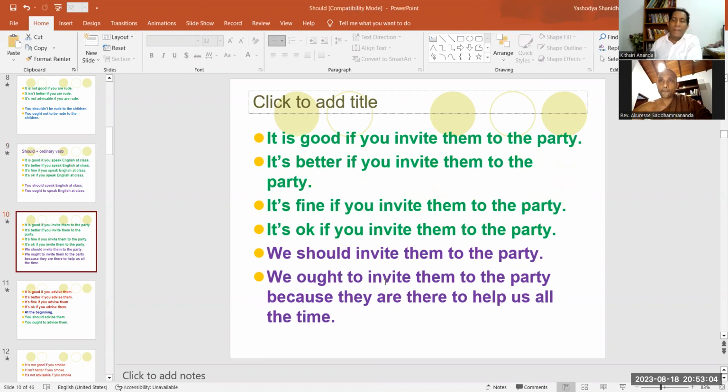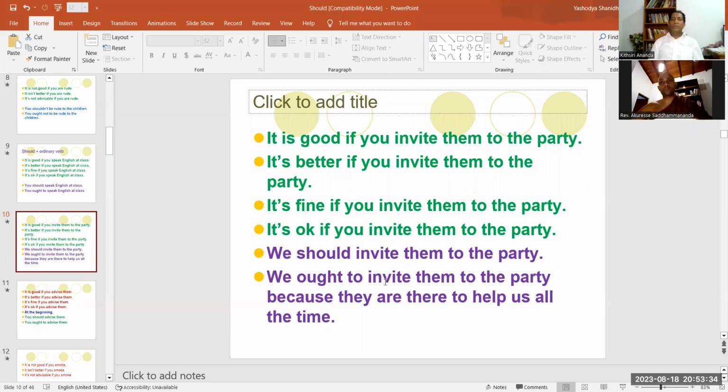You see that now you have very close friends or very supportive relatives. Right? They are there to help you all the time. And you are going to have a party. Then we are discussing whom we should invite. Then I would say we should invite them to the party. We ought to invite them to the party because they are there to help us all the time.